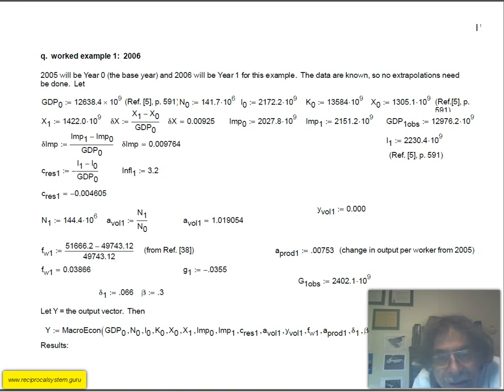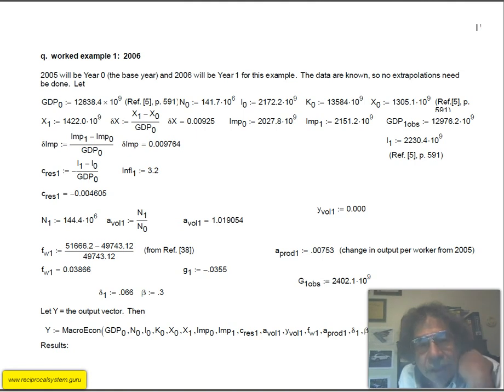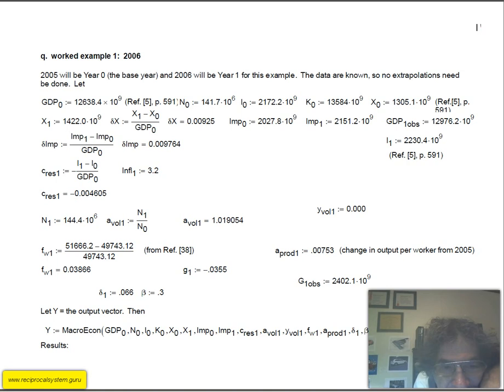We go back to 2006. So 2005 would be the base year 0, and 2006 will be year 1 for this example. The data are known, so no extrapolations need be done. So you can read through all these values here. I'm not going to actually, just take a moment, take a look at what I have here. For example, N1 is 144.4 million workers in America on average for 2005.